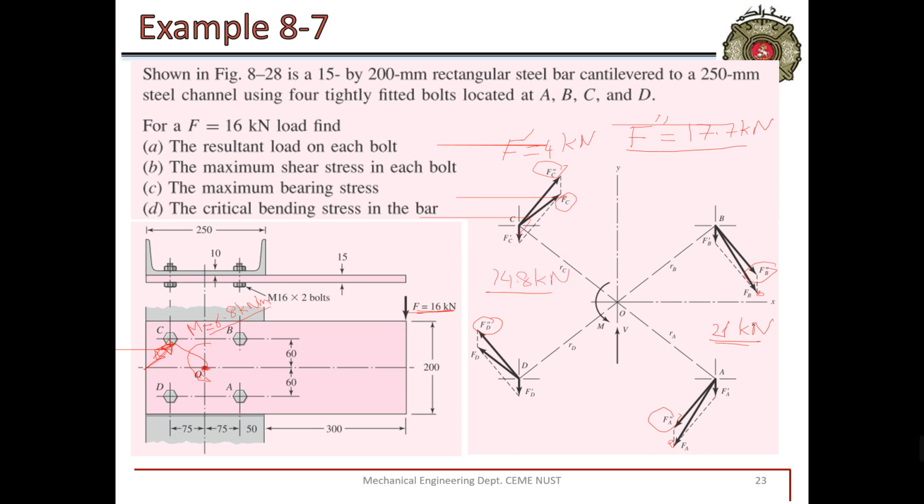So more forces are acting on bolts B and A as compared to C and D. So we have to design the bolt with reference to 21 kilonewton of force. So this is part 1, the resultant load on each bolt. In part 2, they asked us to calculate the maximum shear stress in each bolt. And the maximum shear stress for the bolt will be at this cross section.